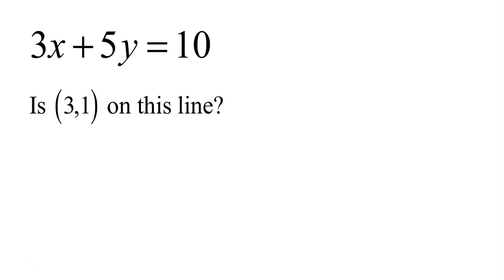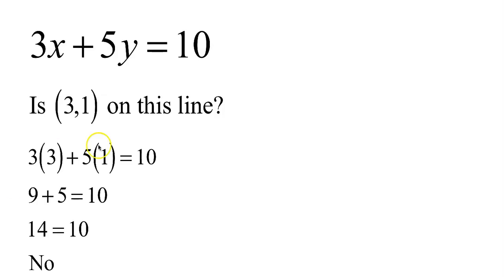How about the point (3, 1)? Is that on the line? Plugging in a 3 for x, 3 times 3. Plugging in a 1 for y, 5 times 1. What does that give us? 3 times 3 is 9. 5 times 1 is 5. Does 9 plus 5 equal 10? No, it does not. So that point is not on the line. (3, 1) is not on the line.